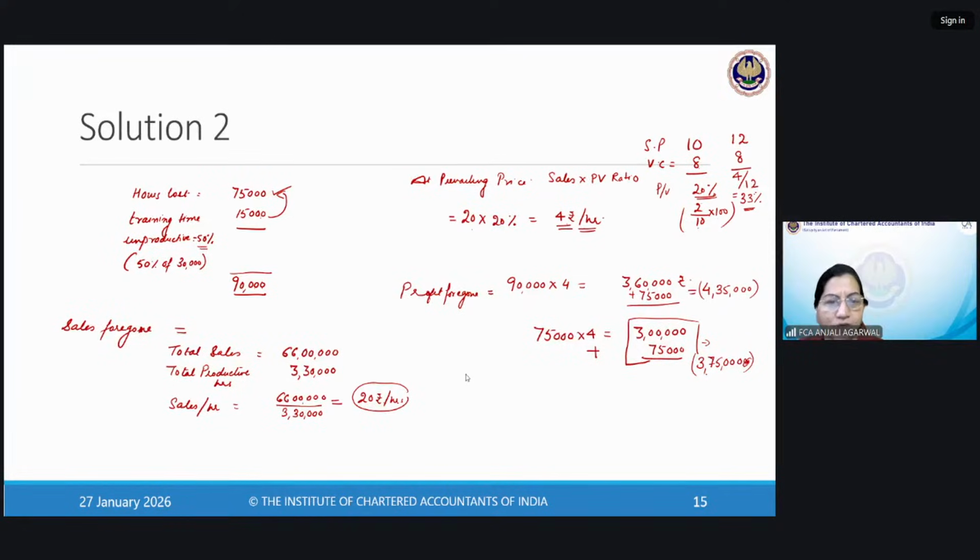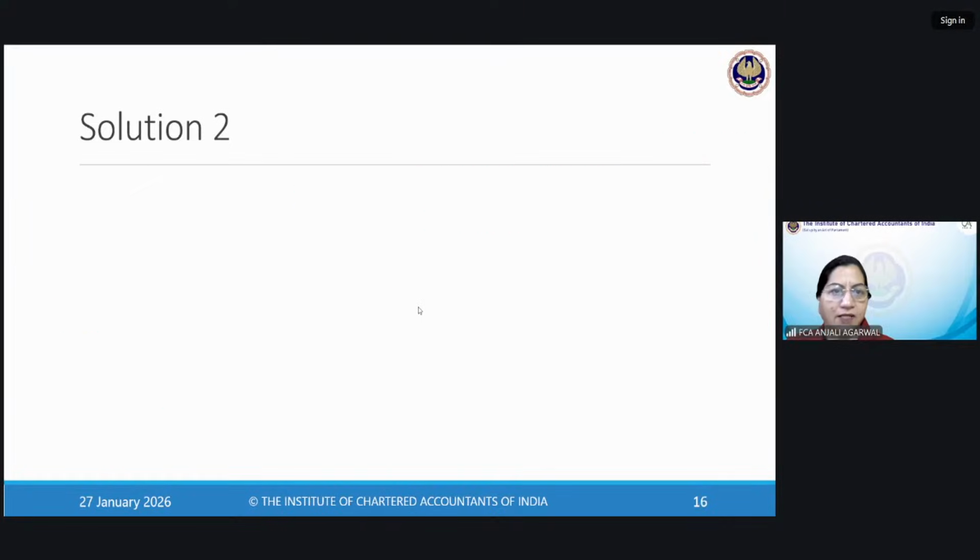You may also make a footnote, make an assumption that we assume that the training time lost is already included in the productive time lost due to delay in filling vacancies. So then it is 75,000 into 4. In exam, if this question is not already mentioning this, then you have to make an assumption. Why you at 75,000? Okay. So I'll come on to this again.